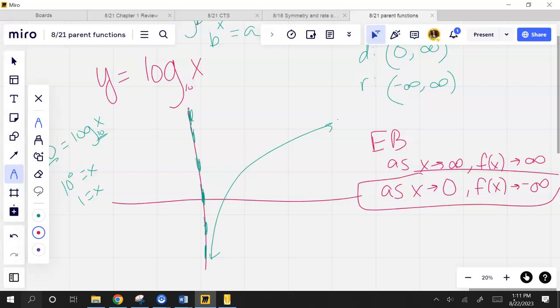How about discontinuities? None. Can you draw it without lifting your pencil? Yes, right? Even though there's an asymptote, it doesn't break the graph up, okay? Is it even or odd? Neither. This one's neither.